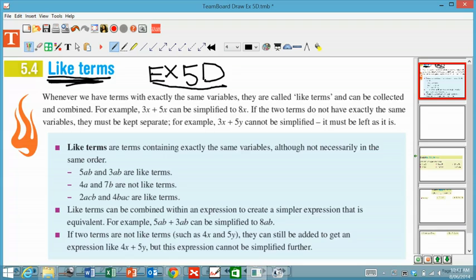Whenever we have terms with exactly the same variables, and again our variables, called pronumerals, are our letters. If they've got exactly the same letters, they are called like terms, and they can be collected and combined. For example, if we've got 3x plus 5x, because the letters in each of these terms are exactly the same, they can be simplified into 8x. You simply add the numbers together, tack on the pronumeral or pronumerals at the end.